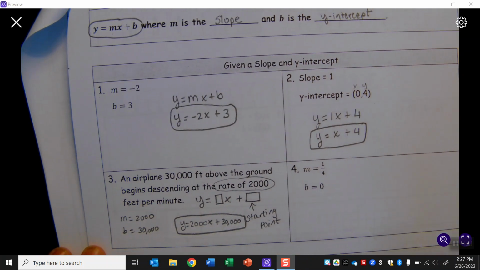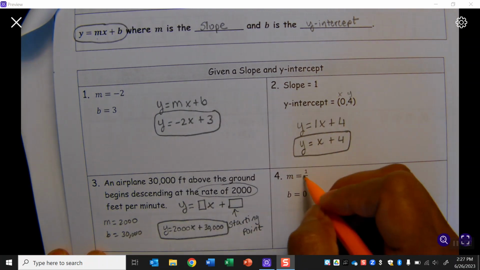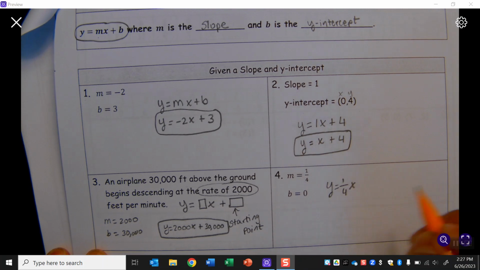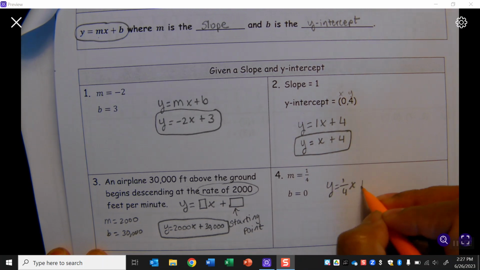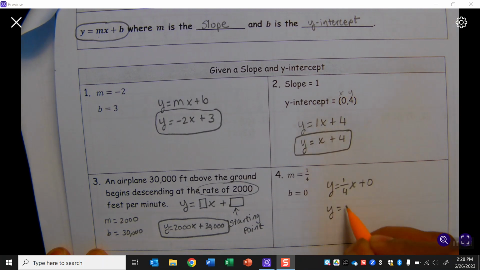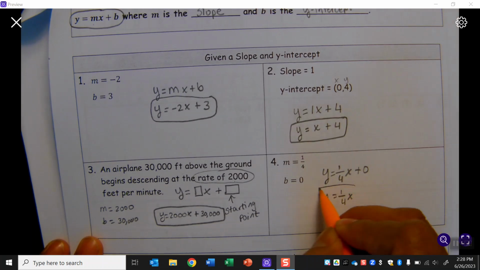Okay. And then here, again, just another example. Slope is 1/4 x, 1/4, so that's 1/4 x plus b, which is plus 0. B is 0. To clean this up a bit, I'm just going to put 1/4x, and then you don't need to write the 0. That's it.